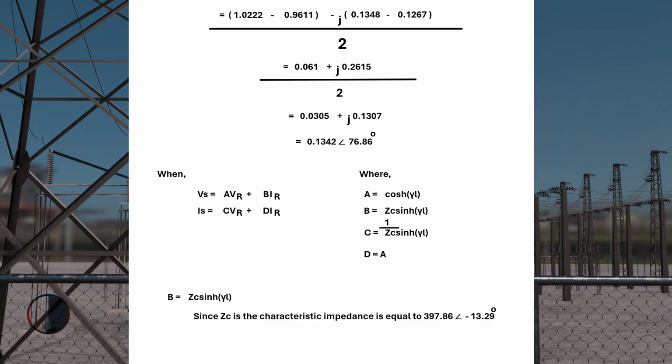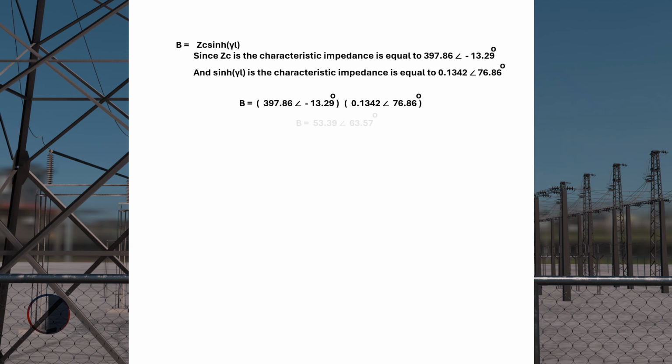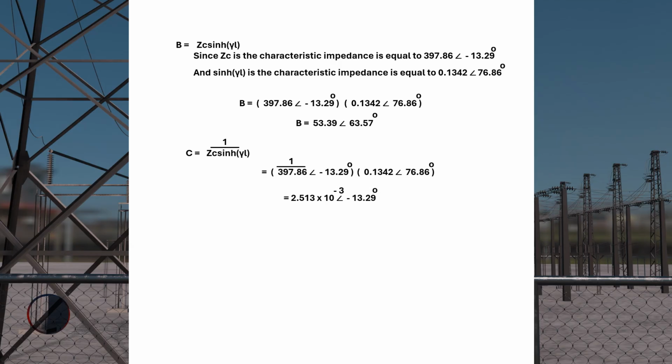ZC equals 397.86 at an angle of negative 13.29 degrees, and sine gamma L equals 0.1342 at an angle of 76.86 degrees. Multiplying both gives B equals 53.39 at an angle of 63.57 degrees. Similarly, for C, it is computed as C equals 1 over ZC times sine gamma L. When evaluated, we get C equals 3.72 times 10 raised to power negative 4 at an angle of 90.15 degrees.